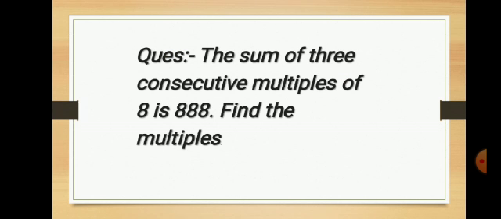The sum means the addition of three consecutive. Consecutive means continuous multiples of 8. We don't know what these three consecutive multiples are, but their sum is 888. So we have to find the three consecutive multiples.